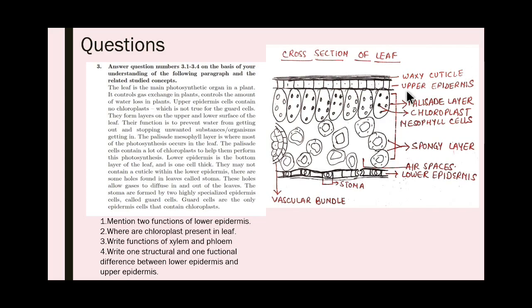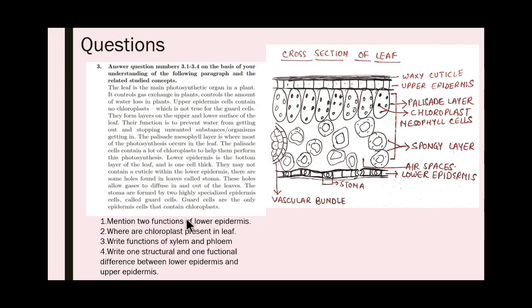This is the waxy cuticle, upper epidermis, then the palisade layer and the spongy layer, along with the chloroplasts here and here. These are known as the mesophyll cells. Then there are air spaces. This is the lower epidermis with a stomata, and these two are the guard cells, and this is the vascular bundle, that is xylem and phloem. This we have already done in the previous class. Now let's take up the question.